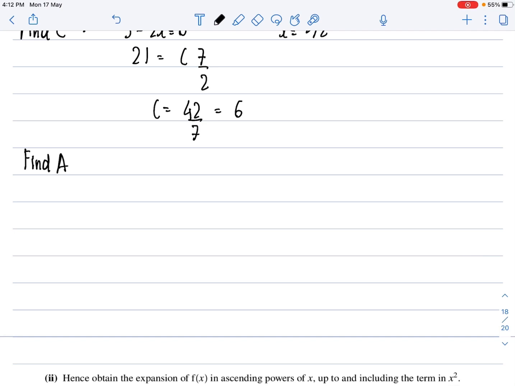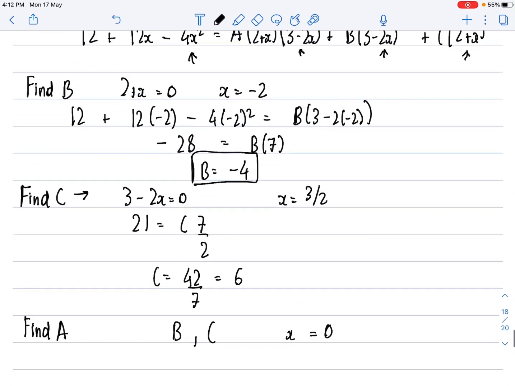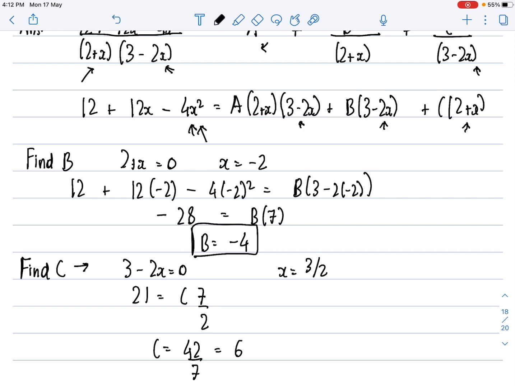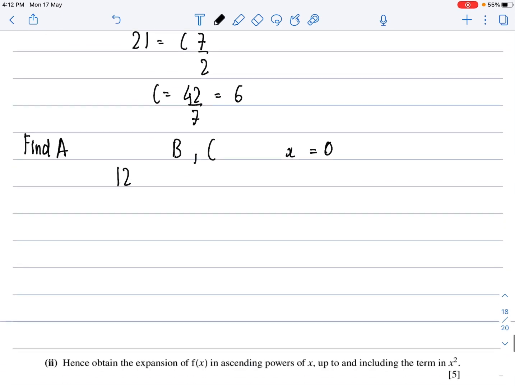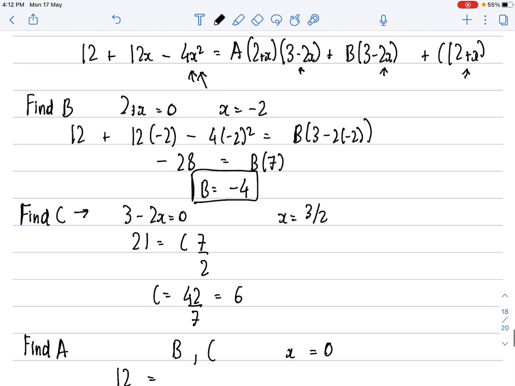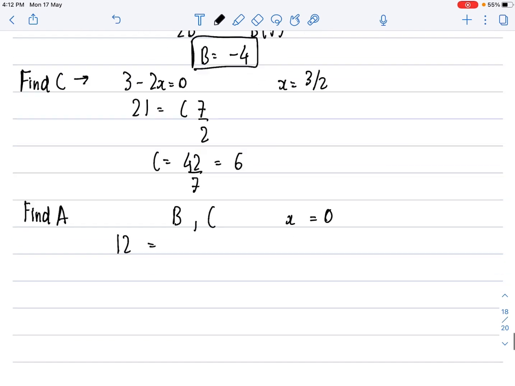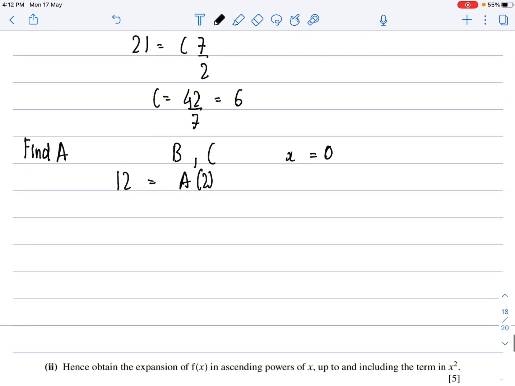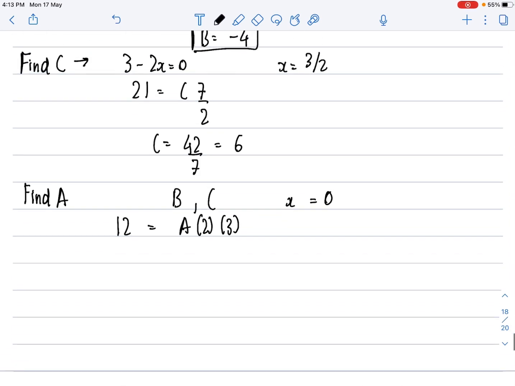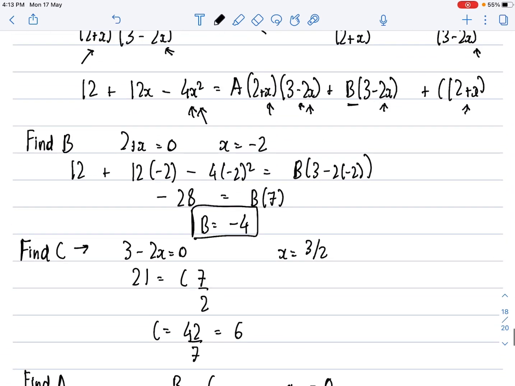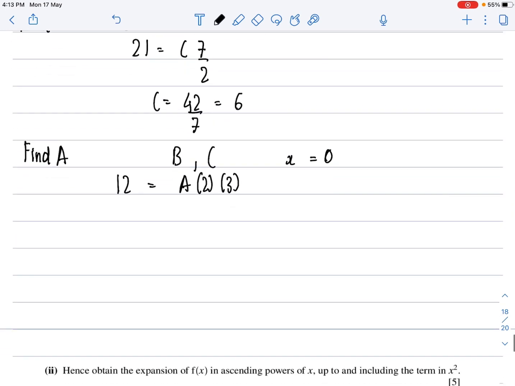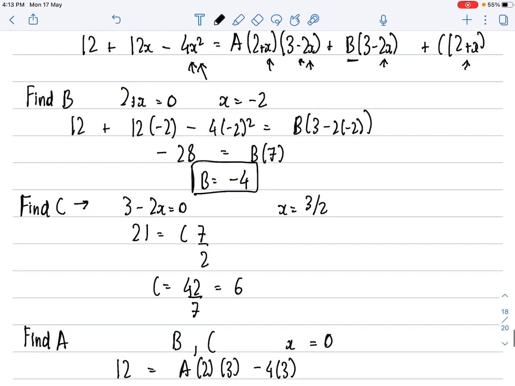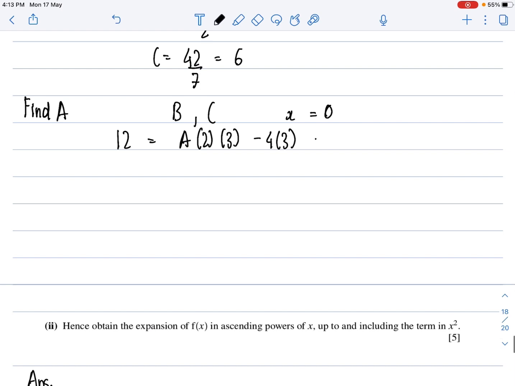Now I need to find A. So for finding A, input the values for B and C and take your value of x as 0. When I take my x as 0 in the LHS, I'll just get 12, which is equal to, here if I put 0 in the place of x, I'll simply get A into 2 into 3. I know my B is simply minus 4, so I'll get minus 4 into 3, because x is also 0. And I know my C is 6, so 6 into 2 will give me 12.